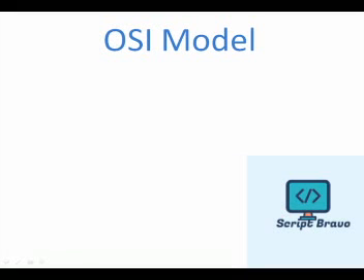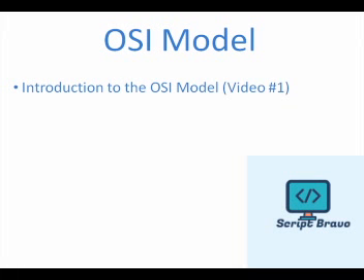Welcome to a 6-video series on the OSI model. OSI stands for Open Systems Interconnect Model. In the first video in this series, we're going to give you an introduction to the OSI model. Why do we need a model? How can that help us in our day-to-day networking? We're going to see that it has 7 different layers, and we can categorize different elements of just about any network into one or more of those 7 layers.